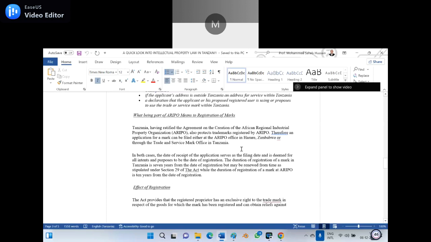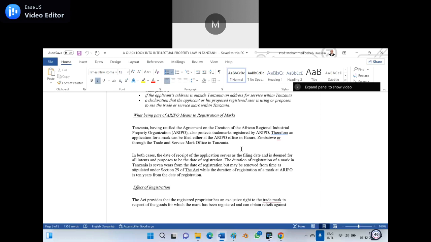As I told you, Tanzania has ratified the agreement on the creation of the African Regional Industrial Property Organization, that is ARIPO. ARIPO means: A is African, R is Regional, I is Industrial, P is Property, and O is Organization. That means African Regional Industrial Property Organization.